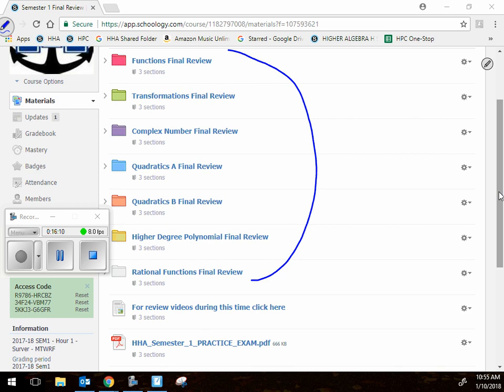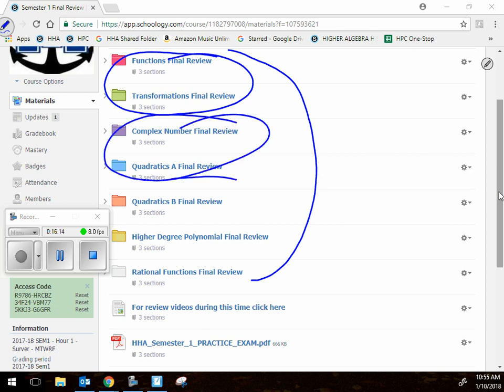I'm going to do 2 each day. I'm going to do these 2 today, these 2 tomorrow, these 2 the next day, and that leaves this guy out. Why do you think I'm leaving it out? You just got tested on that like a couple days ago, okay? You need to know those. They're fresh enough in your mind that you should be okay.